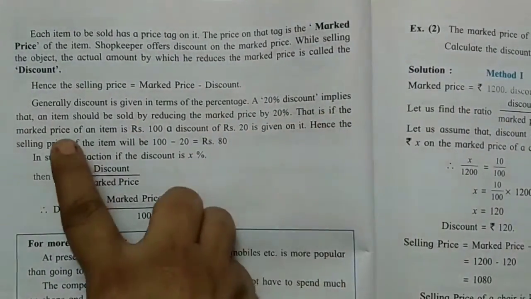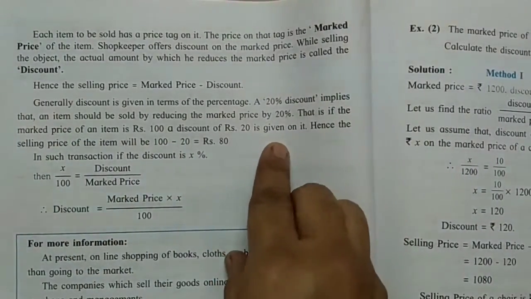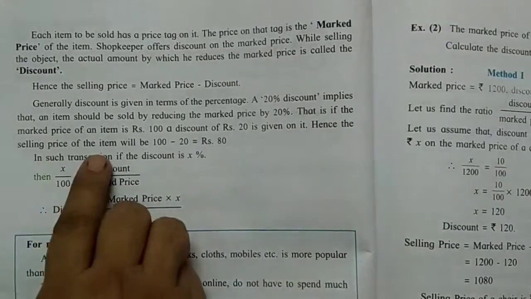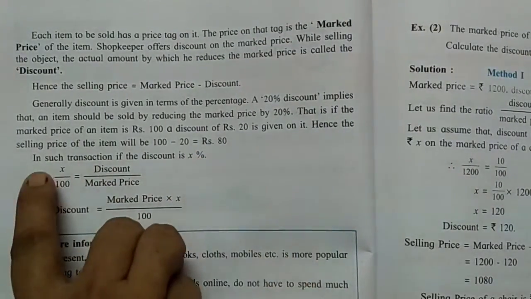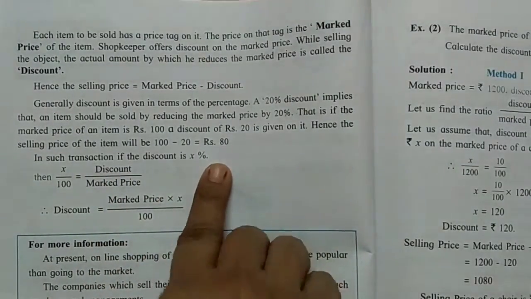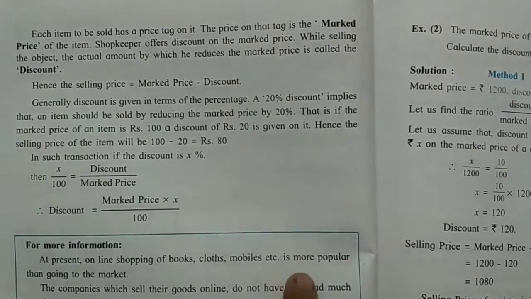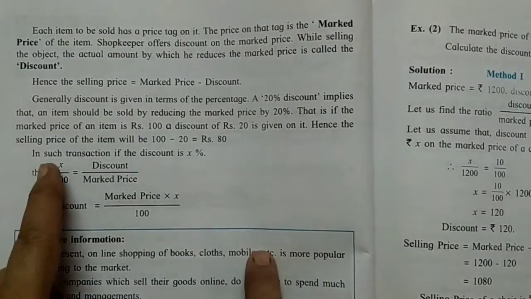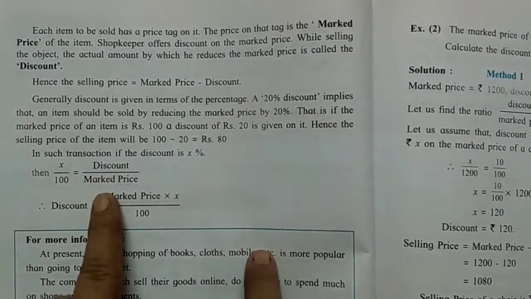That is, if the marked price is rupees 100, a discount of 20 is given on it. Hence the selling price will be 100 minus 20, that is rupees 80. In such a transaction, if the discount is X percent, now instead of 20, for calculation let us take that the discount is X percent, then X upon 100 is equal to discount upon marked price.